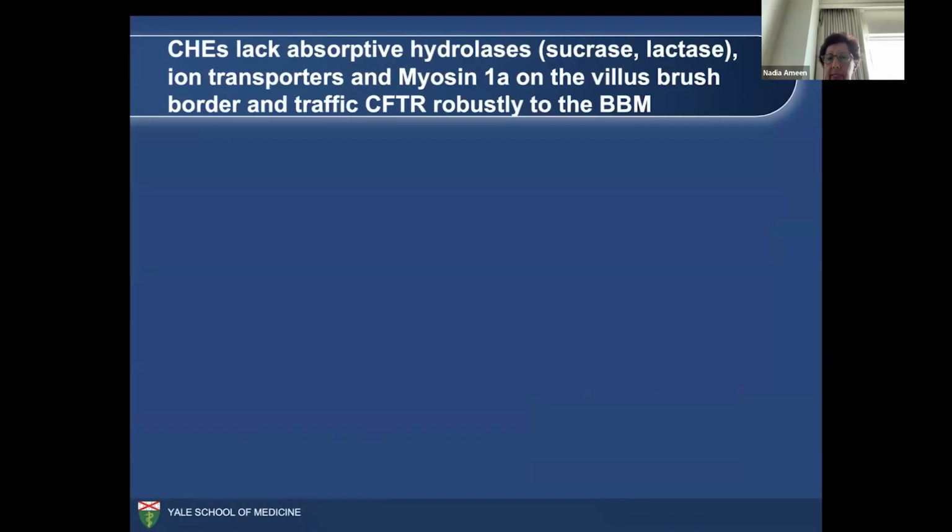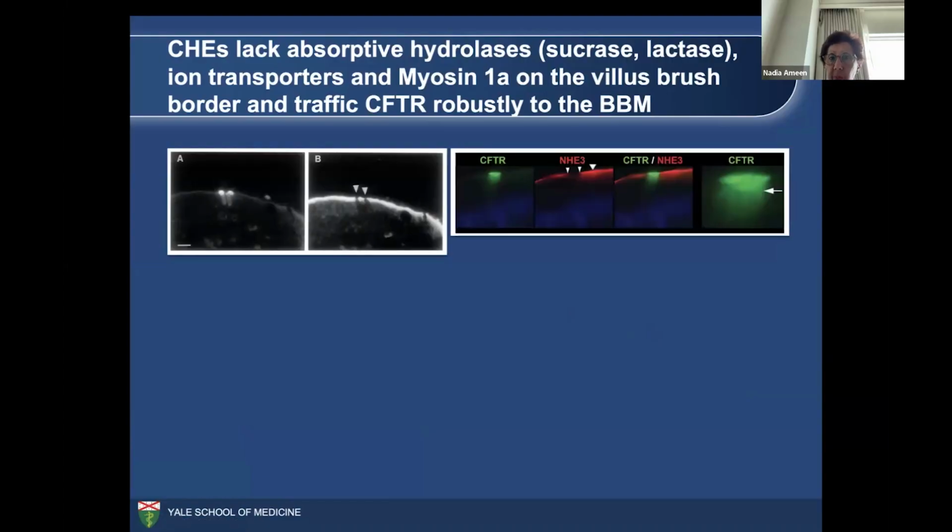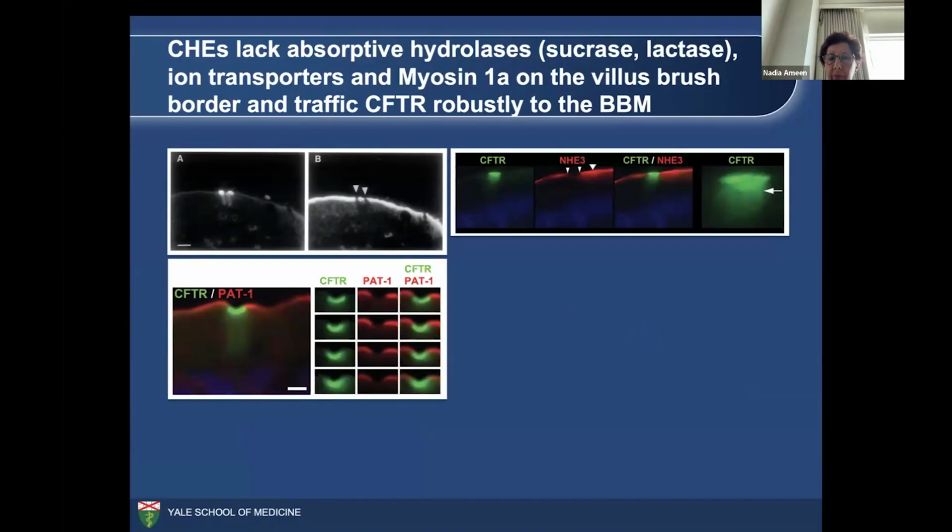We observed that the cells on the villi had non-absorptive properties. Specifically, they lacked expression of absorptive hydrolases, such as sucrase and lactase, as shown here. You can see the gap in the staining. They also lacked absorptive ion transporters, such as NHE3, shown in red, where there's a gap, which is responsible for sodium absorption. They lacked the chloride absorptive transporter PAT1, shown here in red. There's CFTR, but no PAT1.